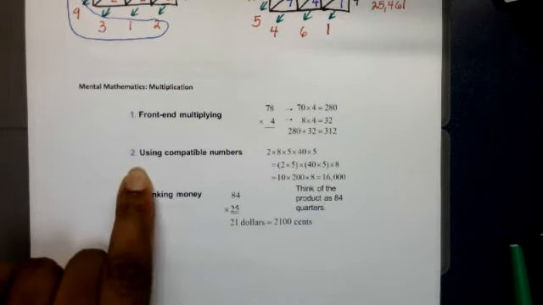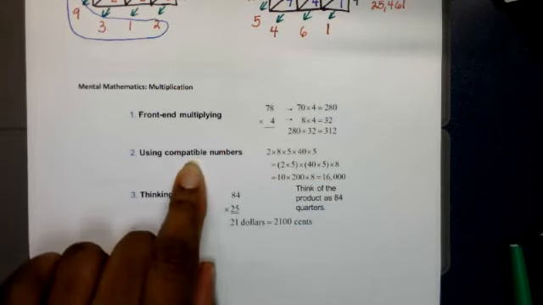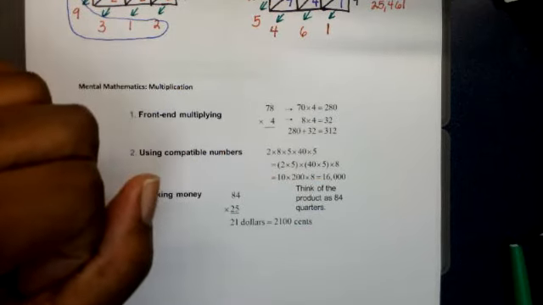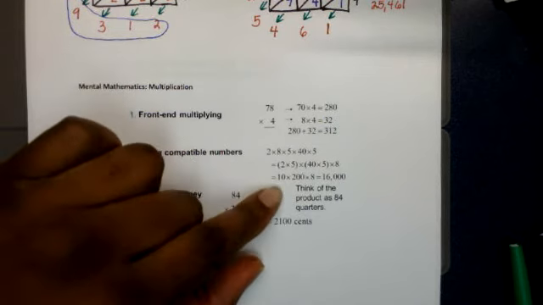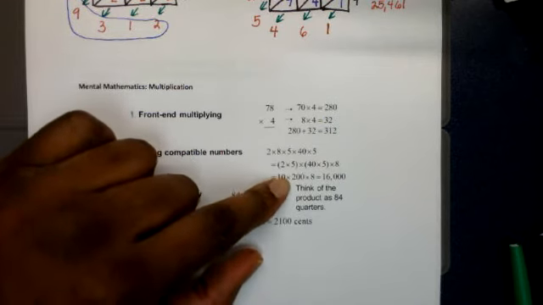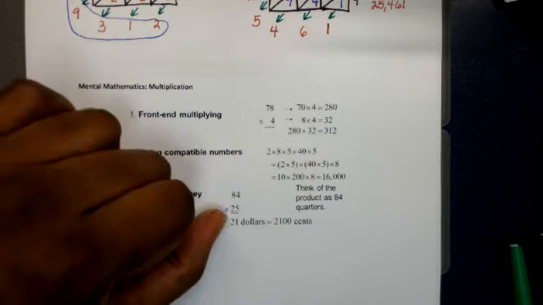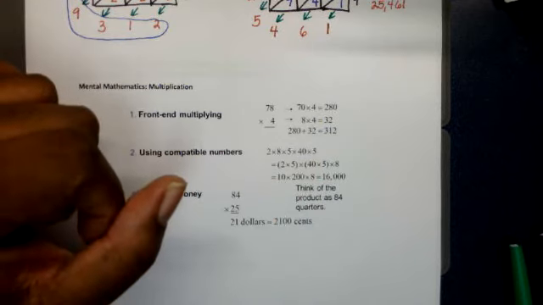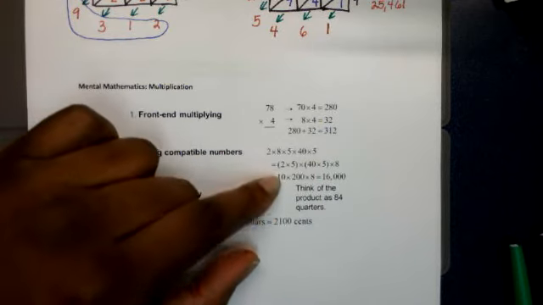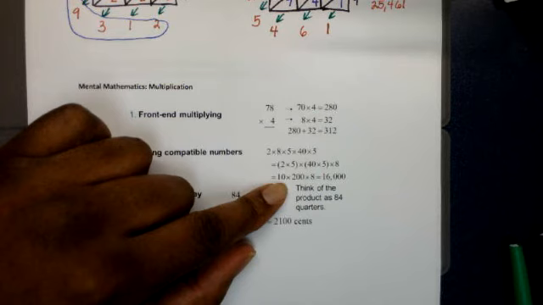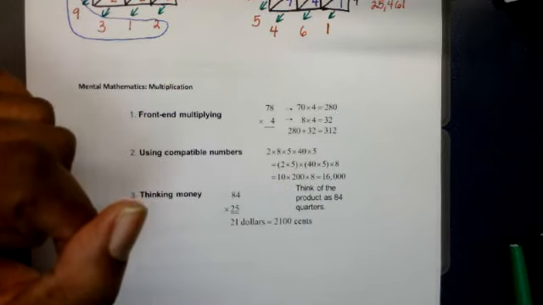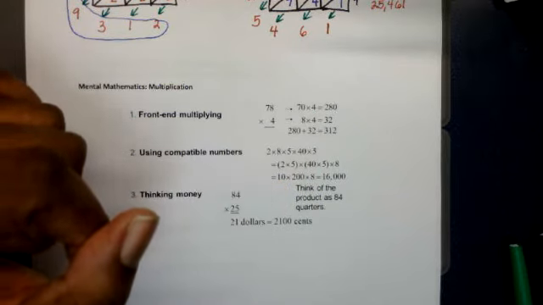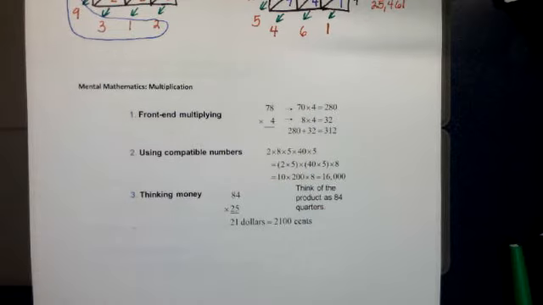Another technique would be using compatible numbers, like 2 times 8 times 5 times 40 times 5. Let's group the 2 and the 5 together. That's a compatible number. Group the 40 and the 5 together. That's another set of compatible numbers. And then times 8. Well, 2 times 5, that's going to be 10. And 40 times 5, that's going to be 200. 10 times 200 times the 8 would be 16,000.